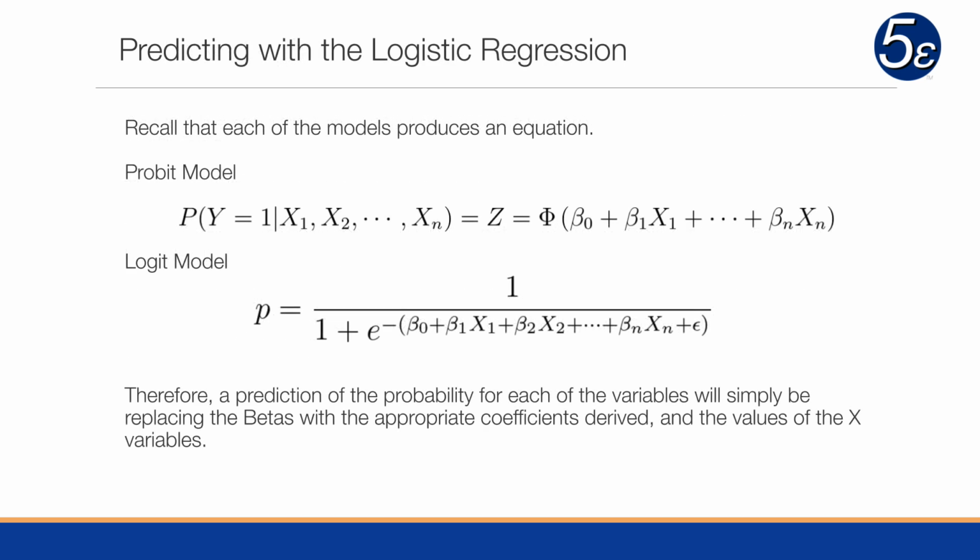Now we can predict with the logistic regression as well. Recall that each of the models produces an equation, the Probit and the Logit. Therefore, a prediction of the probability will simply be replacing the betas with the appropriate coefficients derived and the values of the x variables.